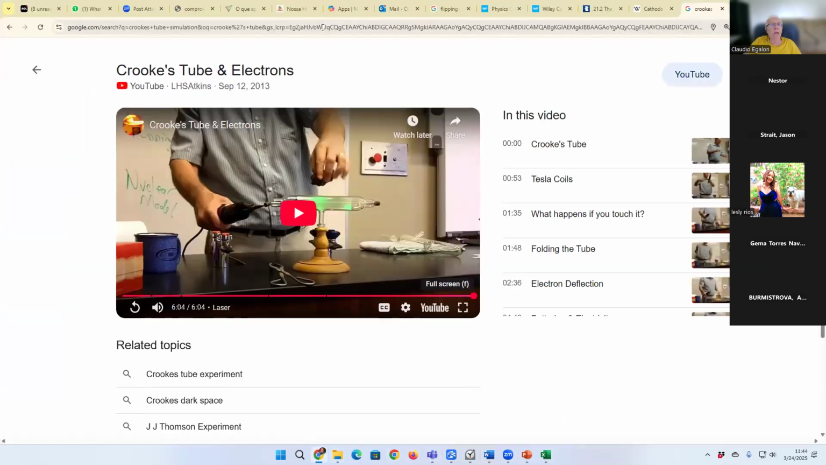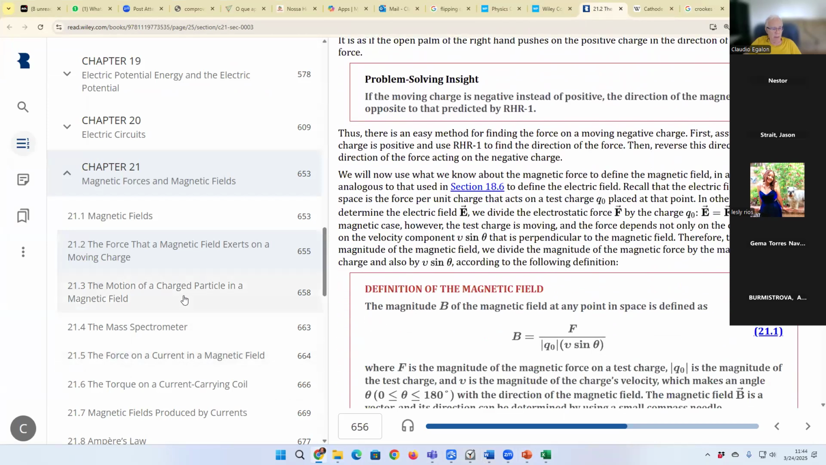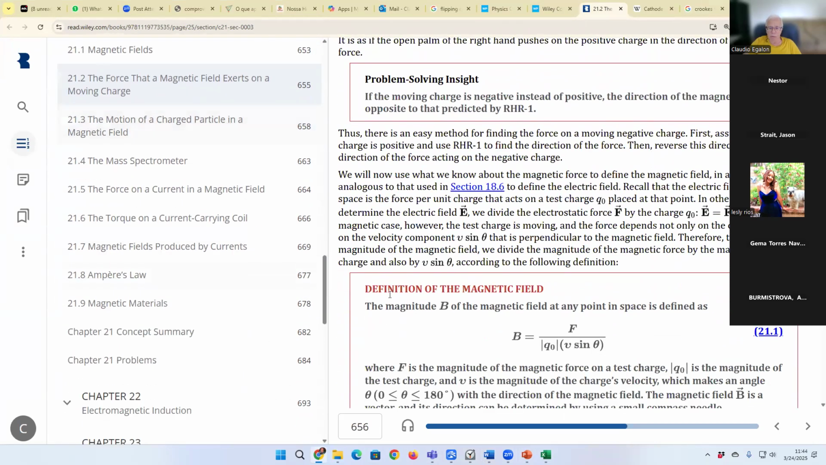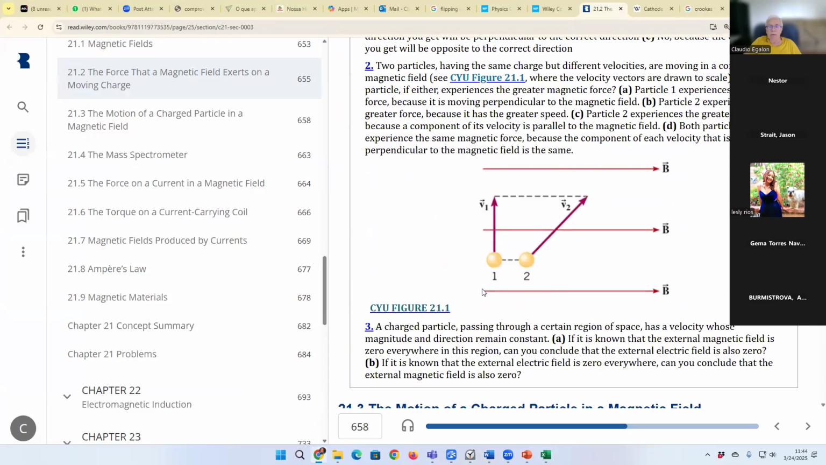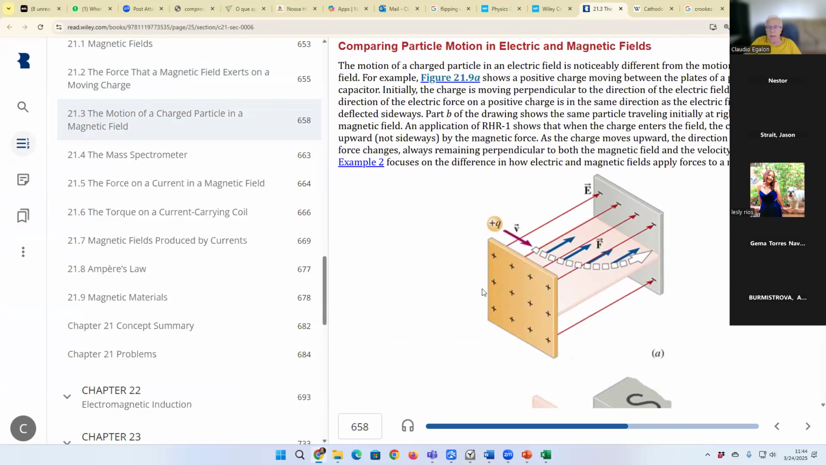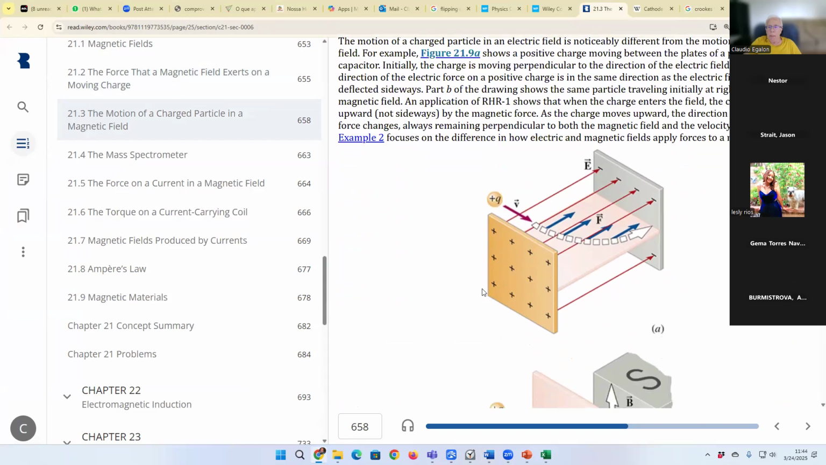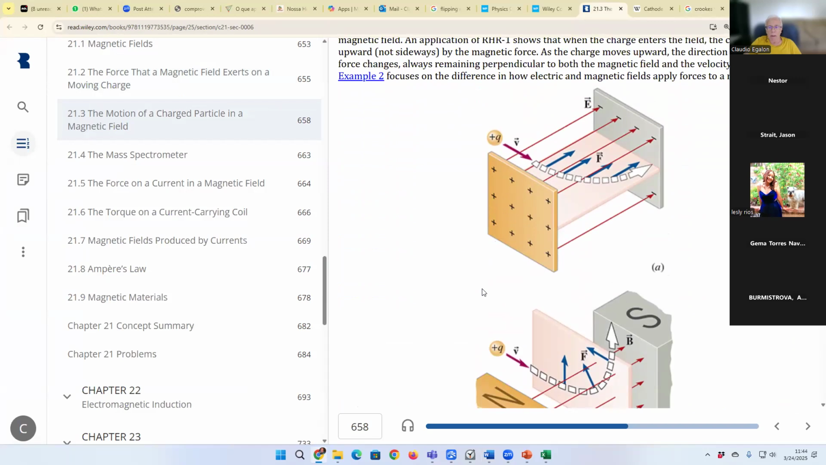Let's take a look here in the book. The mass. Okay, we have the mass spectrometer. He goes straight to the mass spectrometer, which is unfortunate. Okay, the mass spectrometer should come after the velocity selector. Okay, so here you go.